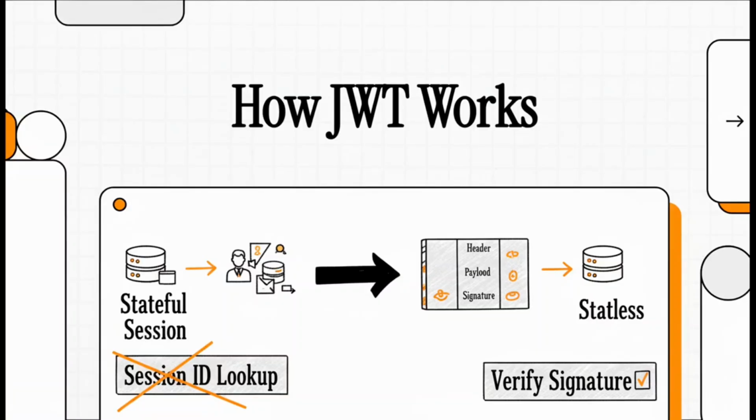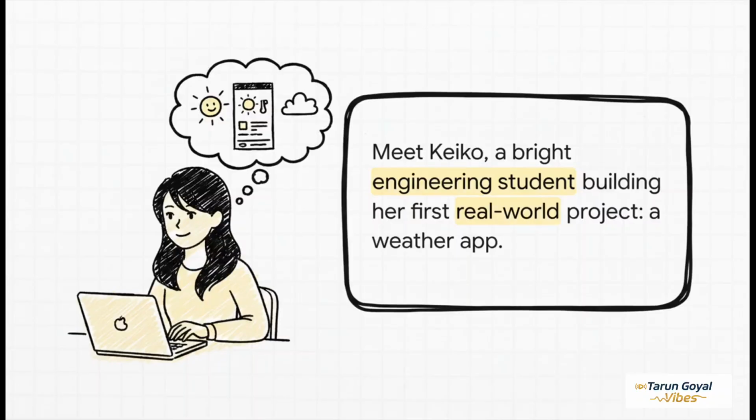And we'll do it by following a developer on a journey through a very common web development nightmare. So let's meet Keiko. She's a sharp engineering student, and she's ready to build her first real project. She lands on a weather app, something practical, something she can show off to her friends. But what she's about to find out is that this simple app has a hidden layer of complexity that's going to give her a real headache.